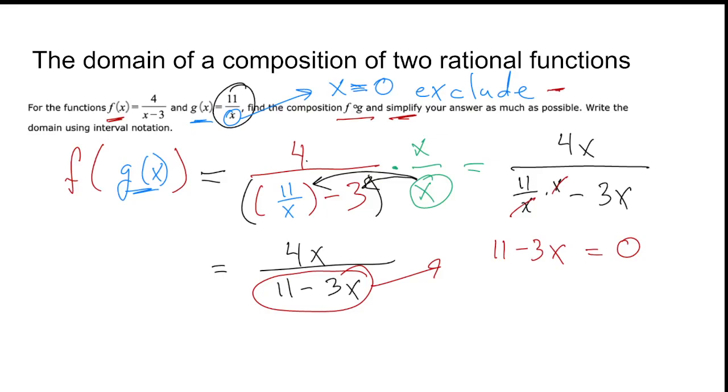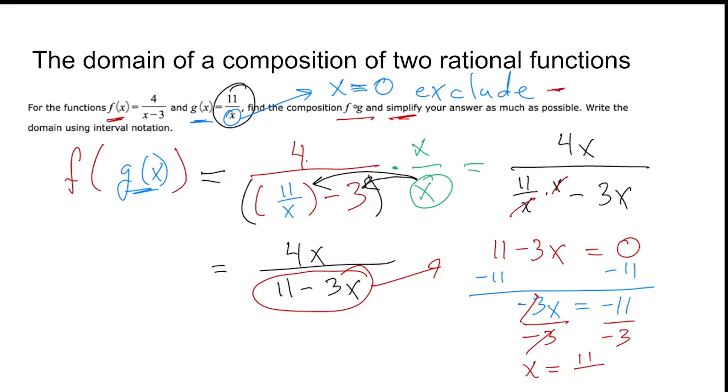Again, we could go either way we want. I'll subtract 11 from both sides. When I've got an equal sign, I'm not too worried about it. When I've got inequalities, I'm a little bit more concerned. So minus 3x equals negative 11. Then we divide both sides by negative 3, just solving for x, right? This cancels with this. Negative over negative is a positive. So what we find is that we need to exclude x whenever it would become 11 thirds.